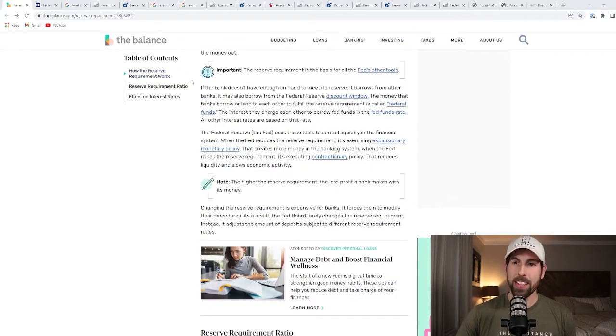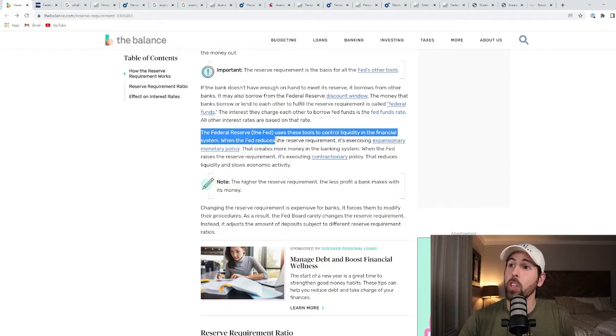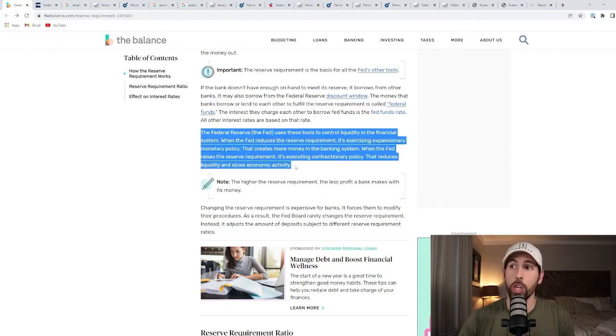So moving back to this article right here, the Federal Reserve uses these tools to control liquidity in the financial system. When the Fed reduces the reserve requirement, it's exercising expansionary monetary policy. That creates more money in the banking system. When the Fed raises the reserve requirement, it's executing contractionary policy. That reduces liquidity and slows down economic activity. I know that was a lot of information, so let's recap very quickly.